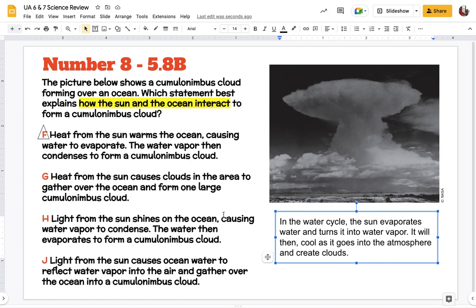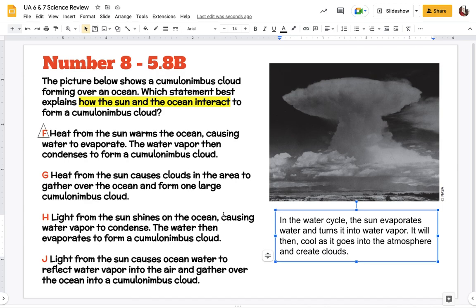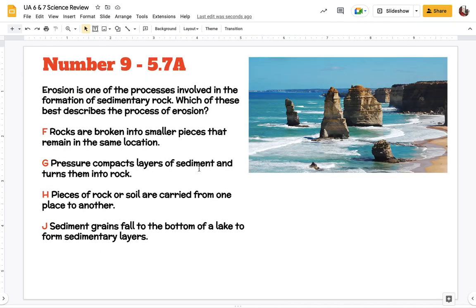Okay, moving on to number 9. Good little review problem over here. All right, erosion is one of the processes involved in the formation of sedimentary rock. Which of these best describes the process of erosion?